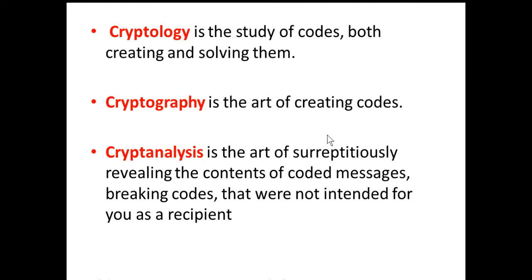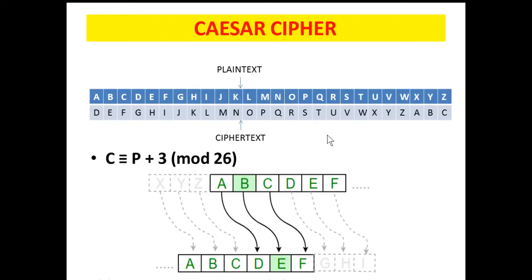Cryptology is the study of codes, both creating and solving them. Cryptography is the study of creating codes. Cryptanalysis is the art of surreptitiously revealing the contents of coded messages and breaking codes that were not intended for you as a recipient. That means we are breaking a system to read a message that is not for us. That is under cryptanalysis.